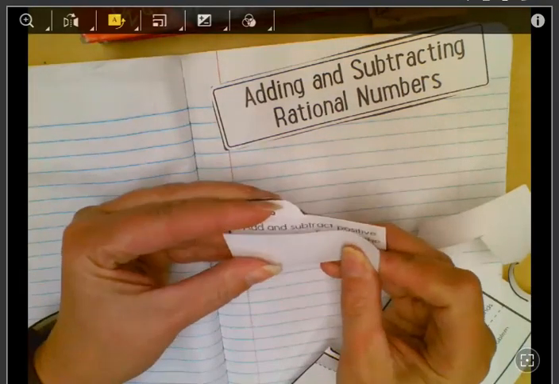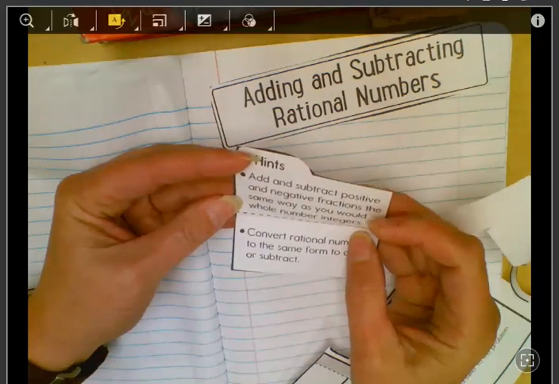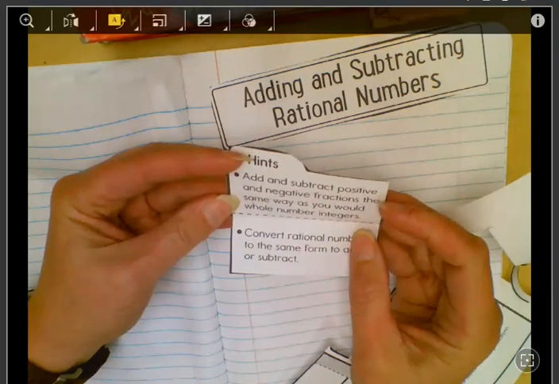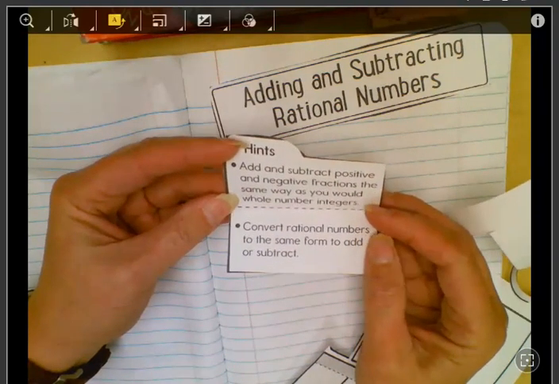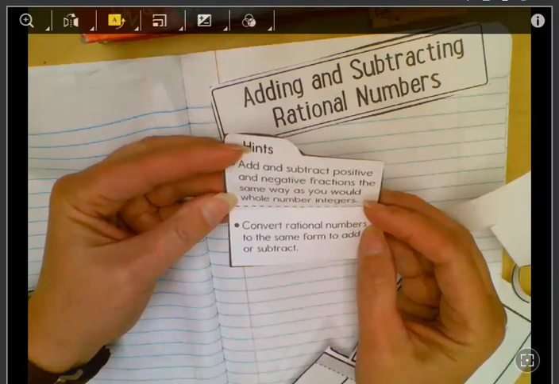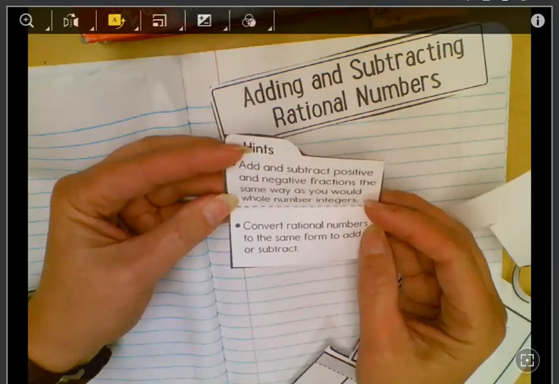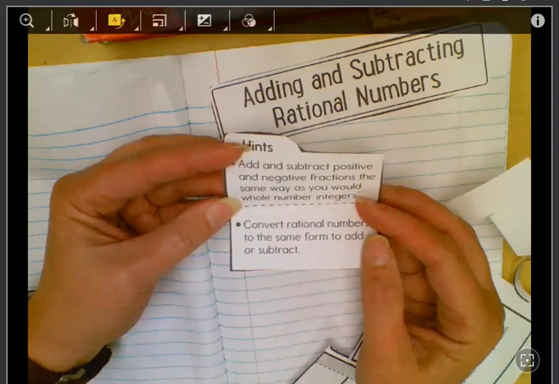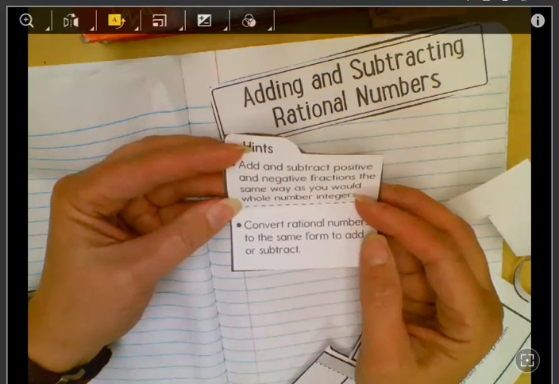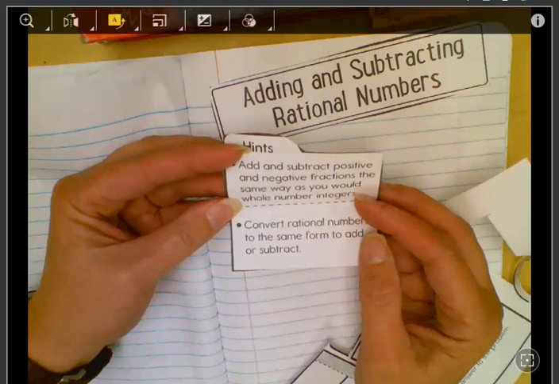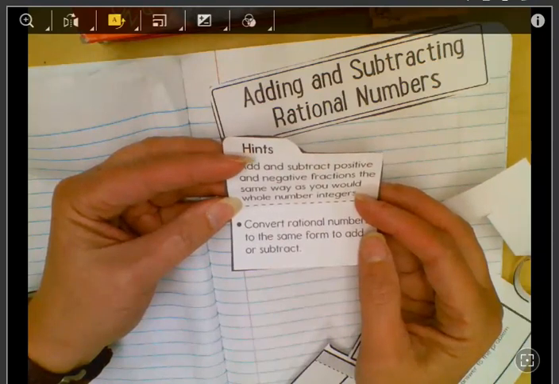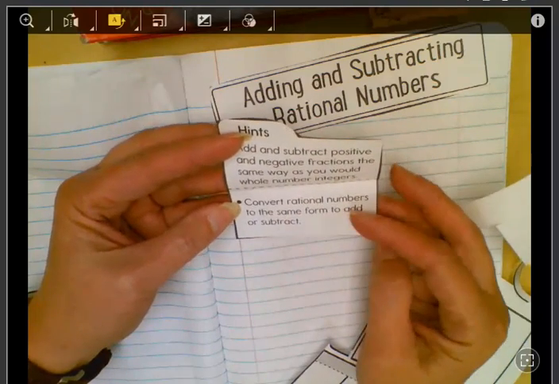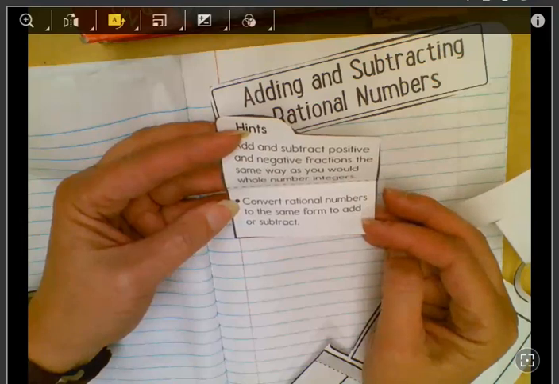So you'll notice on the hints page, it basically says you add and subtract positive and negative fractions the way you would whole numbers and integers. So go back to those pages in your book of adding and subtracting integers to remember how to do that. If they're the same sign, you add them and keep the sign. If you are subtracting, if they're different signs, you would subtract them and give it the bigger sign. And then you convert rational numbers to the same form to add or subtract.